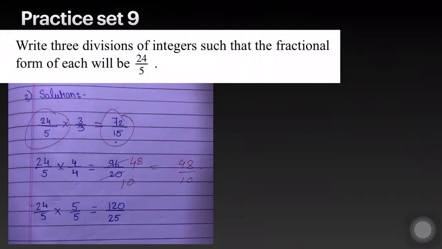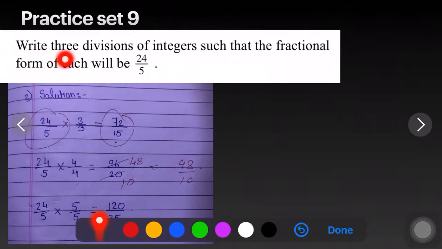Okay student, now practice set 9 second sum. Write 3 divisions of integers such that the fractional form of each will be 24 upon 5. So student, this is a little tricky question, but its solution is very easy. The fractional form should be 24 upon 5, means we have to multiply so that the product comes to 24 upon 5. Are you understanding student?